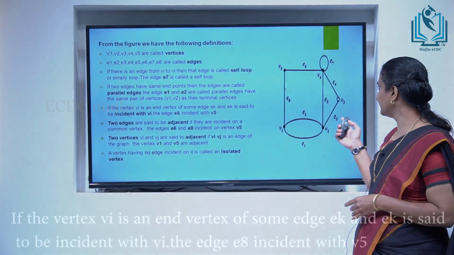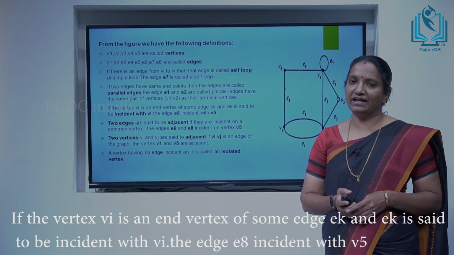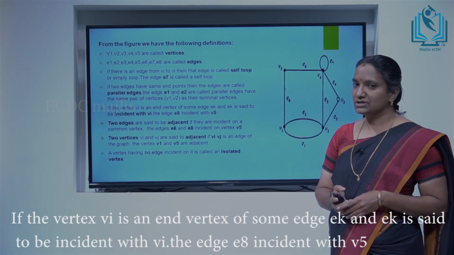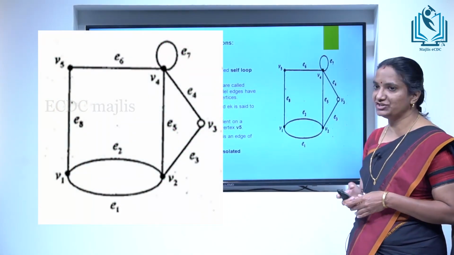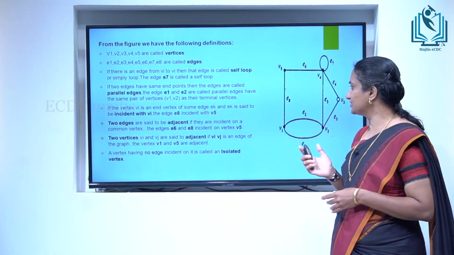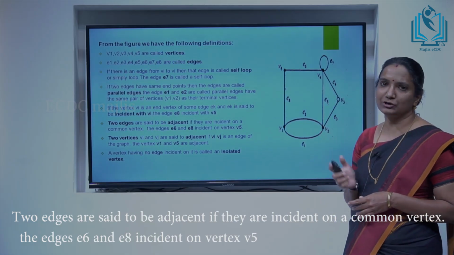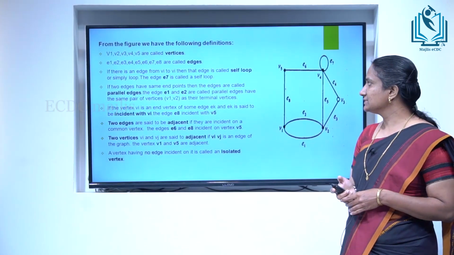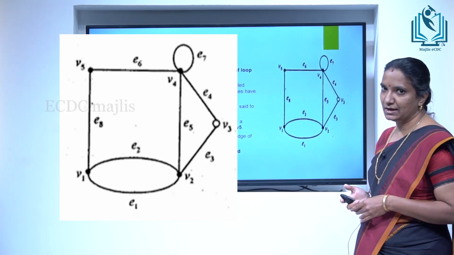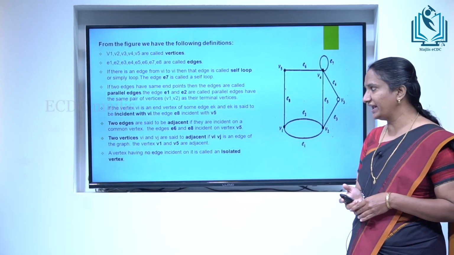Next, if the vertex Vi is an end vertex of some edge Ek, then the edge Ek is incident with the vertex Vi. Suppose in our example, we take edge E8, which is incident on vertex V5. Next, two edges are said to be adjacent if they are incident on the same vertex. Consider the edges E8 and E6 in our graph. The two edges are incident on vertex V5. They are called adjacent edges.